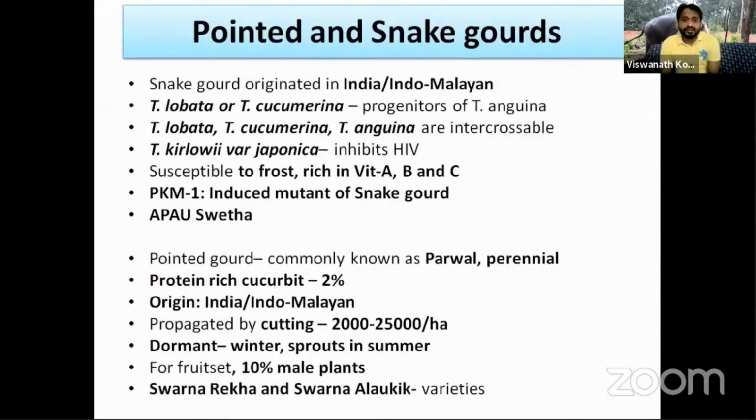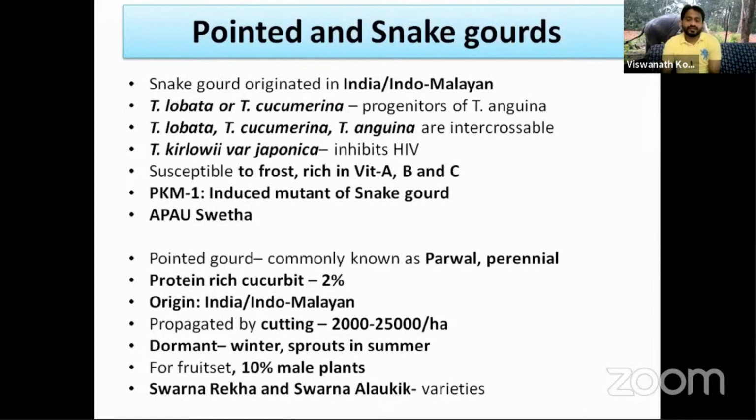So pointed gourd and snake gourd. Snake gourd originated in India, and Trichosanthes lobata or Merna are known as the progenitors of the cultivated Trichosanthes anguina. And the snake gourd also has anthesis in the evening. And there is an important variety PKM1, it is an induced mutant of snake gourd. And pointed gourd, it is Trichosanthes dioica. Snake gourd is a monoecious one, but this pointed gourd is a dioecious one.